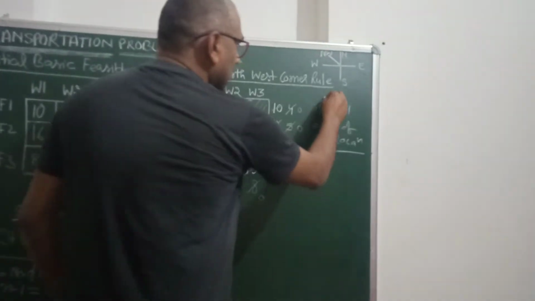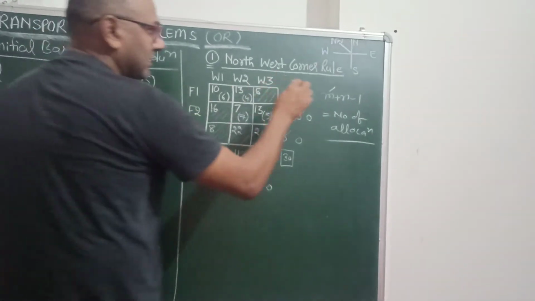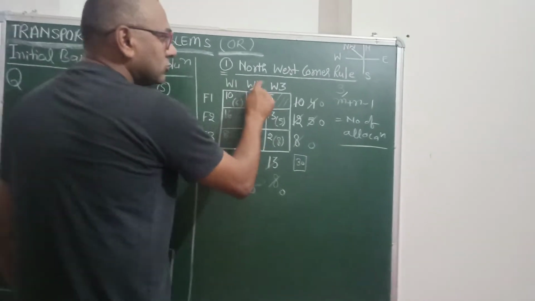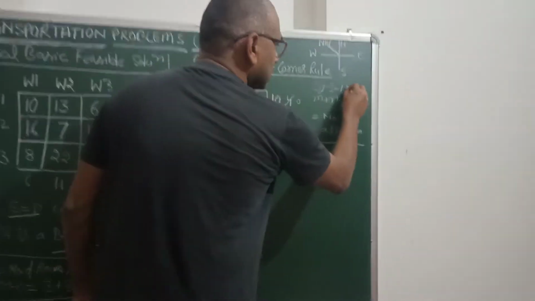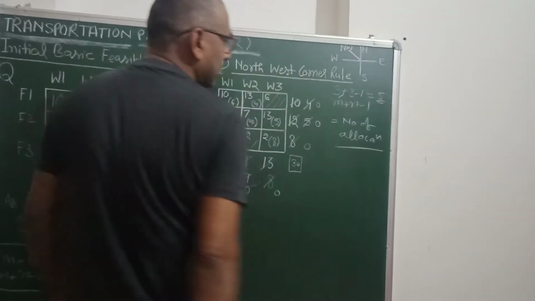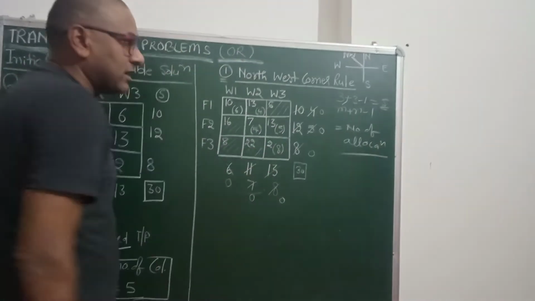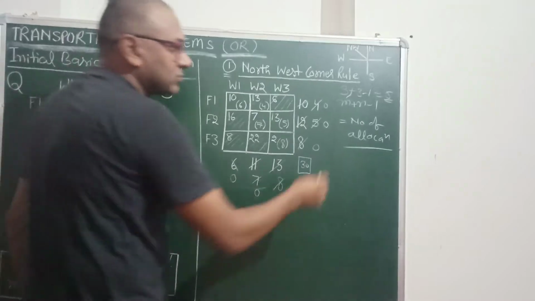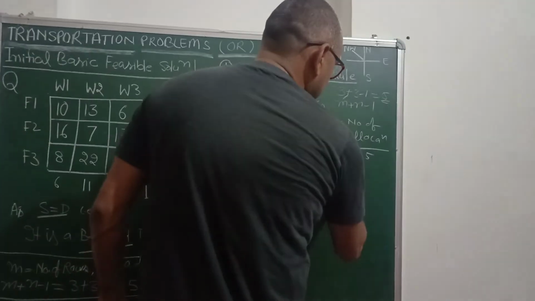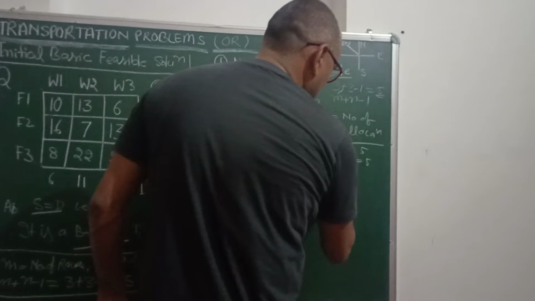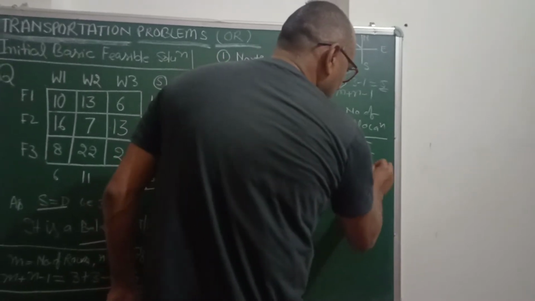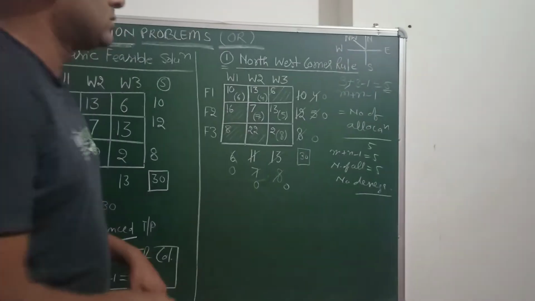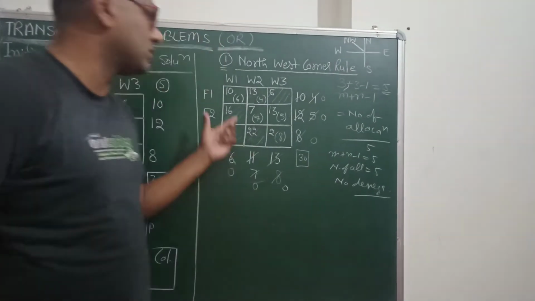Now m is what? M is the number of supplies, 1 2 3. Here 3 suppliers are there, and n is the number of warehouses, 1 2 3. 3 plus 3 minus 1, so m plus n minus 1 is 5. And now we have to check how many allocations have been made here. You will see that 1 2 3 4 5 allocations have been made here, so m plus n minus 1 is equal to 5 and the number of allocations is also equal to 5, so no degeneracy. We have to check degeneracy, because if degeneracy exists we have to change the entire question.